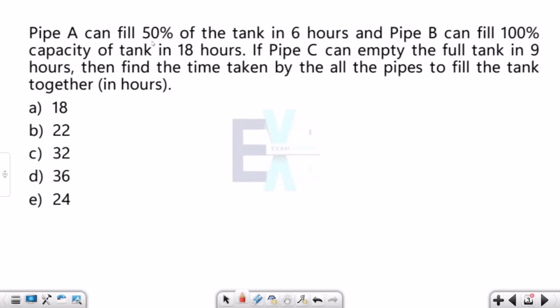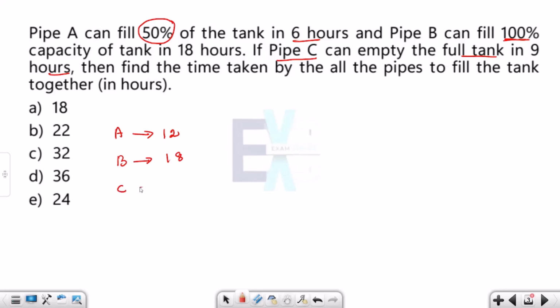Pipe A can fill 50% of the tank in 6 hours. That means the complete tank will be filled by pipe A in how many hours? 12 hours. And pipe B can fill 100% of the tank in 18 hours. And pipe C can empty the full tank in 9 hours.